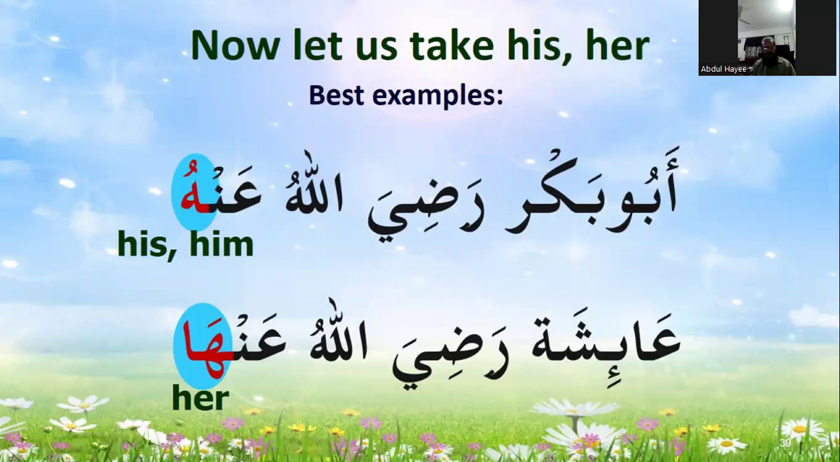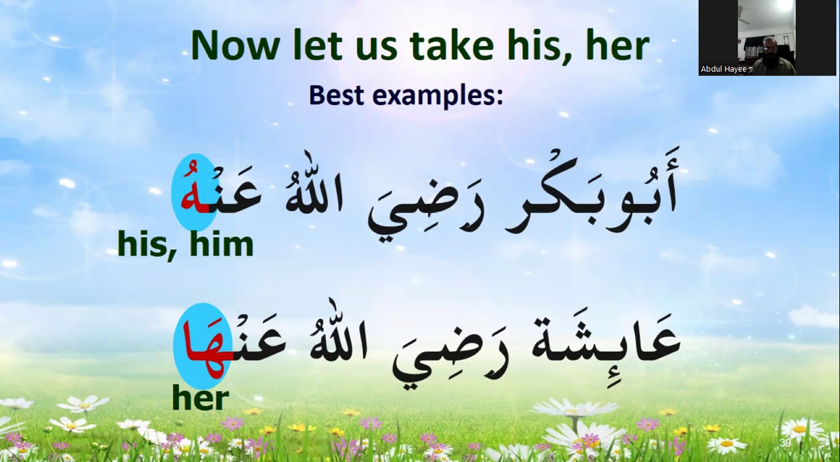So let us now take his or her, so to understand this word of her feminine and her masculine, it is good to use some common words that we use. We say Abu Bakr radiyallahu anhu. So anytime you remember the companion of the Prophet, Abu Bakr Siddiq, Abu Bakr radiyallahu anhu. So may Allah be pleased with him. Aisha, his daughter, radiyallahu anha.